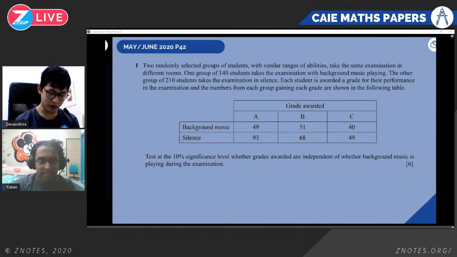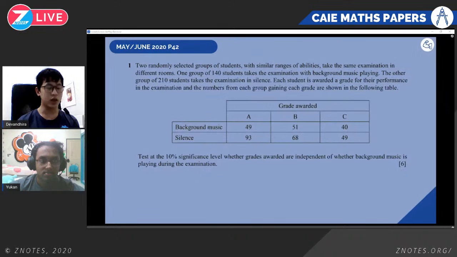As they said, the total number of people with background music is 140, and for silence it is 210. Our objective is to test at the 10% significance level whether the grades awarded are independent of whether background music is playing during the examination. Basically, this is a test for dependency. When they ask questions about dependency, it's always a chi-square test, especially if they give you a table. For sure it's a chi-square test, no need to doubt it.